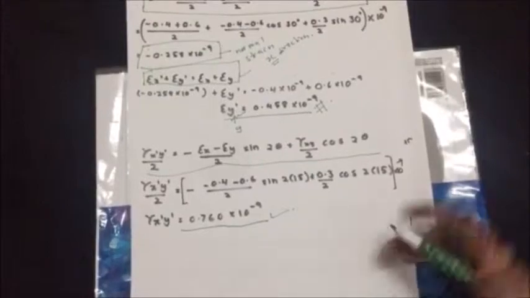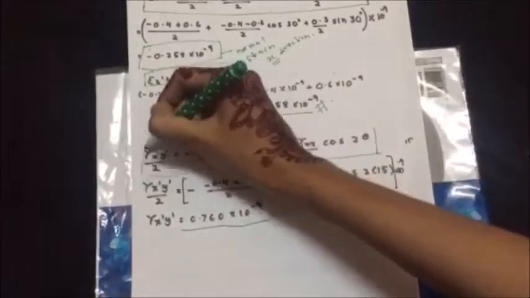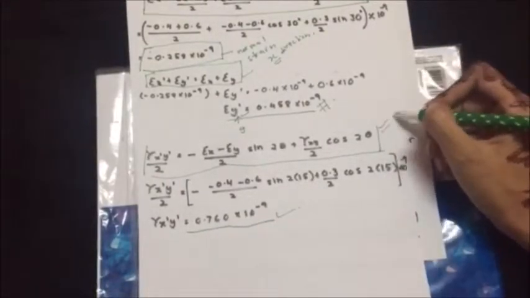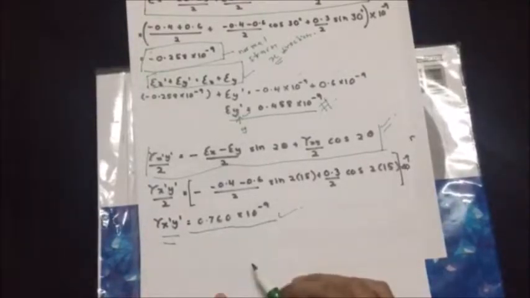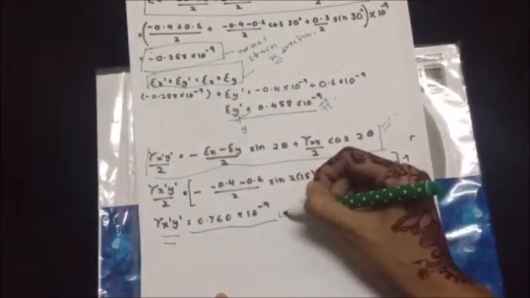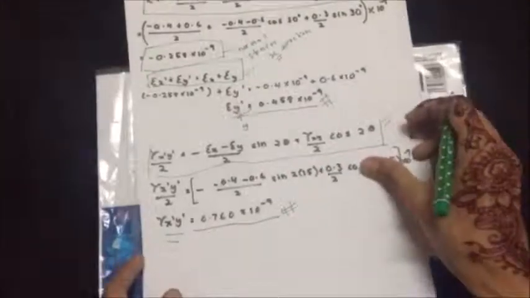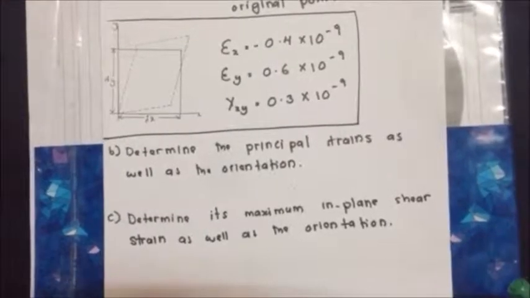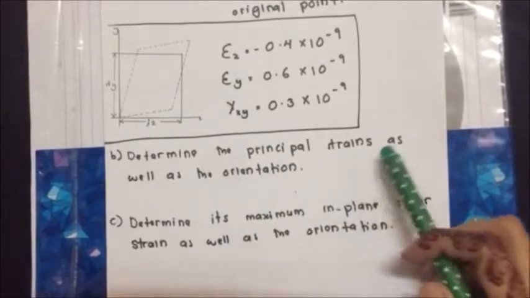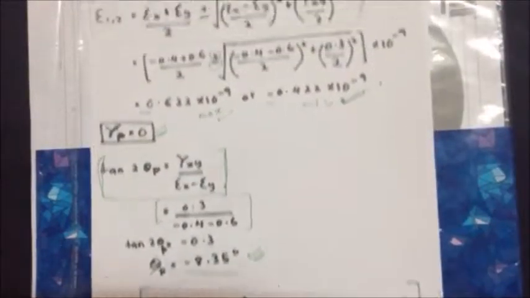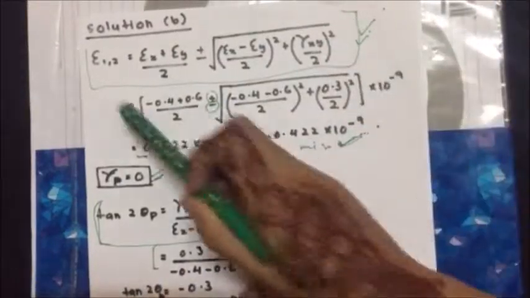And then to calculate the shear strain, we use this formula. So just like usual, we substitute all the values into this formula and we get the new shear strain, which is 0.76 times 10 to the power of negative 9. Moving on to the next question, determine the principal strains as well as the orientation. To solve this, we use this equation.